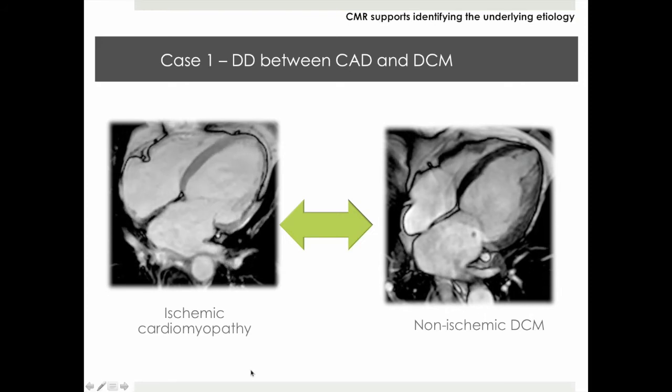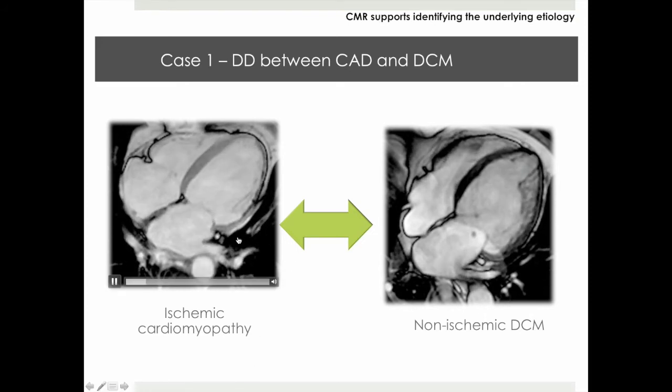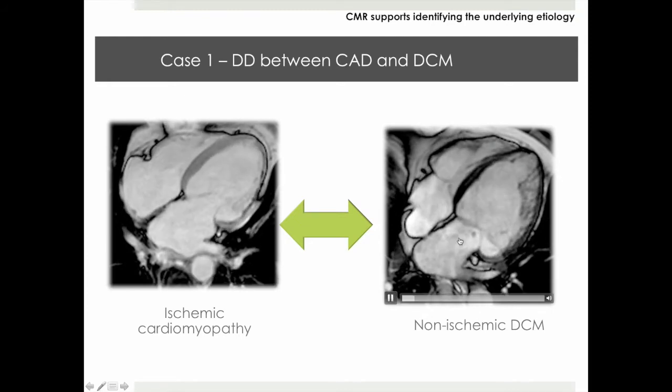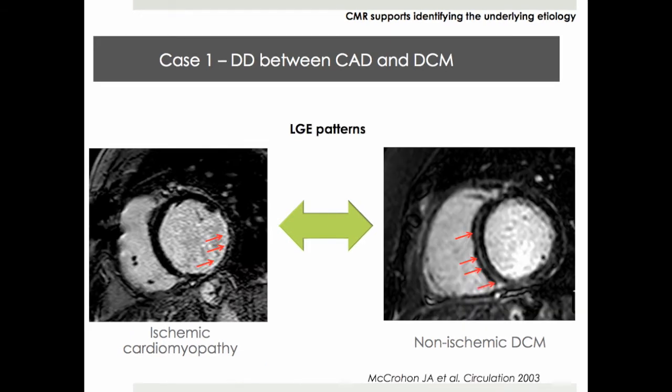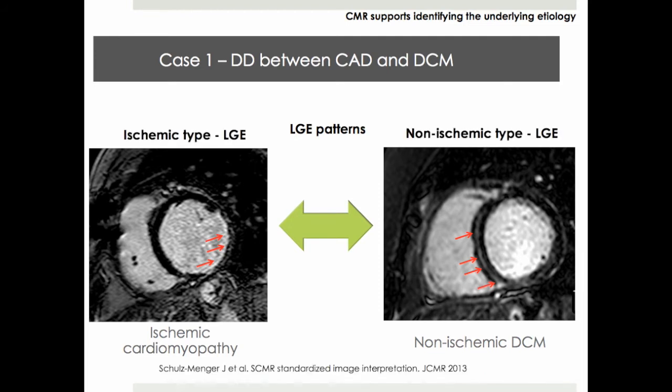In both, we see regional wall motion abnormality affecting predominantly lateral wall. This case provides a common example where differential diagnosis based on purely seen images or functional images can be very difficult. Patterns of late gadolinium enhancement are distinctively different between ischemic and non-ischemic cardiomyopathy and have become means of differentiation between the two conditions.